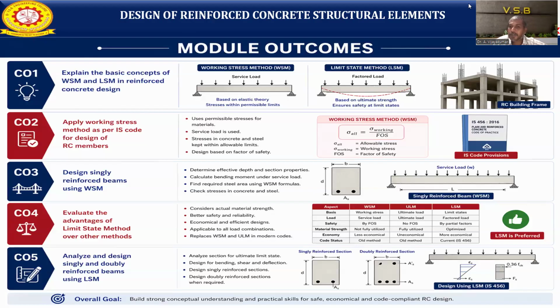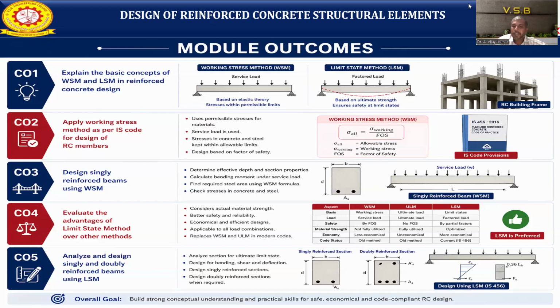The ultimate load method deals with the ultimate load, and the limit state method deals with everything. In the working stress method we are considering only the service load. In the ultimate load method, we are considering the ultimate load, but here we are using the factored load. From the safety point of view, in the working stress method we use a factor of safety. In the ultimate load method, no factor of safety. Here we are using partial safety factors.